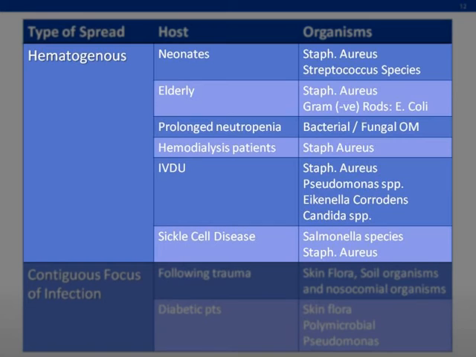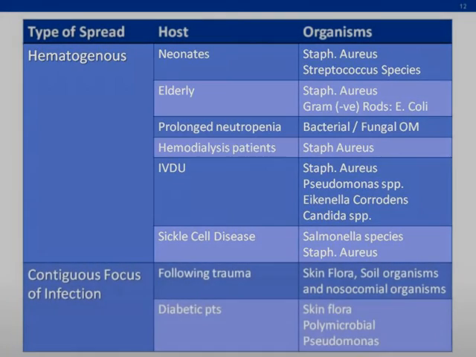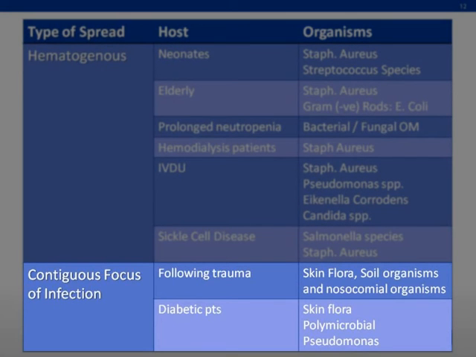For contiguous spread of infections, it happens following trauma, and it could be skin flora, soil organisms, and sometimes nosocomial organisms if the infection is related to implants. For diabetic patients, again, it's related to skin flora. It's often polymicrobial, and we have to worry about pseudomonal bone infections.